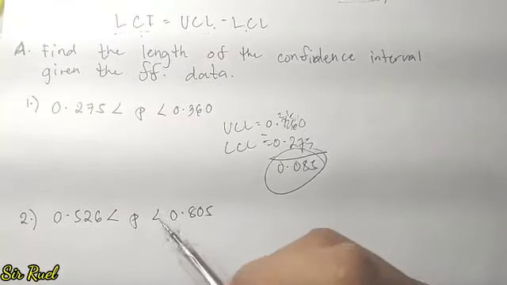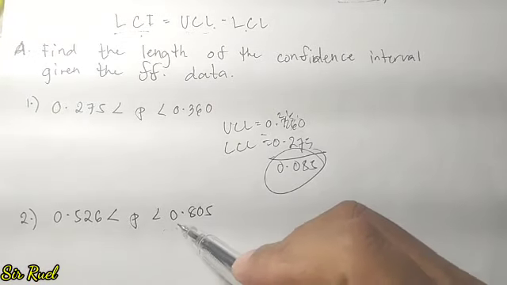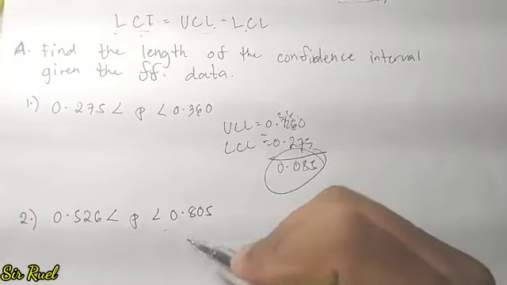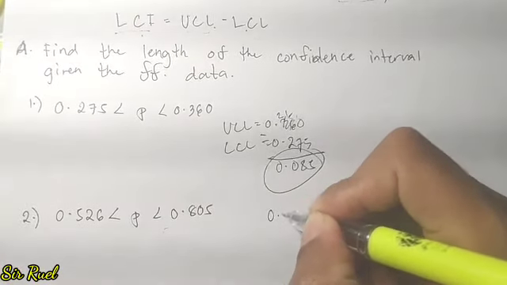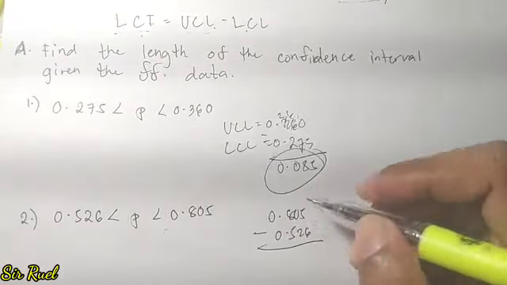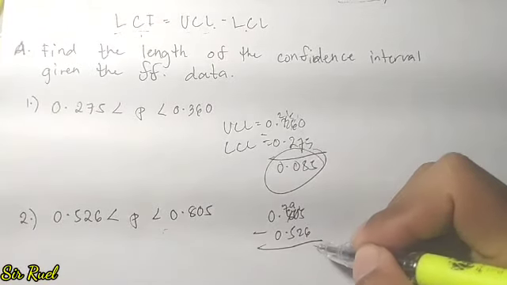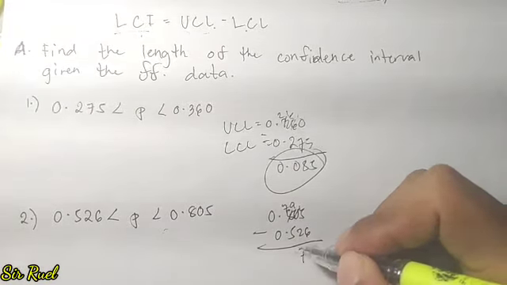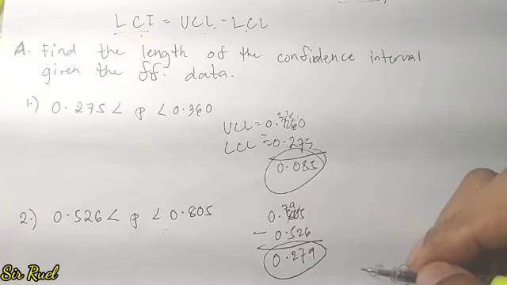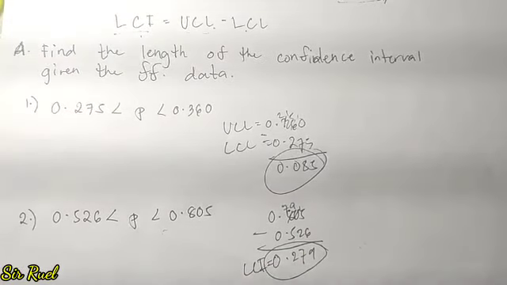Another example. The proportion is greater than 0.526 and less than 0.805. So again, you need to identify the upper limit and the lower limit. Or you just simply subtract these two. Okay? 0.805 minus 0.526. So 15 minus 6 is 9, 9 minus 2 is 7, 7 minus 5 is 2. So we have 0.279. Okay, so our LCI is 0.279. Paki-double check kung tama yung sagot natin.